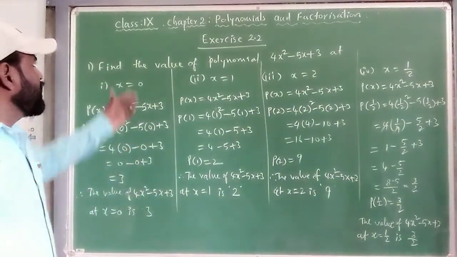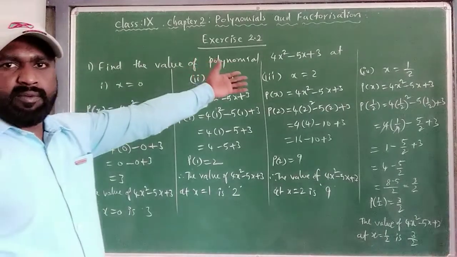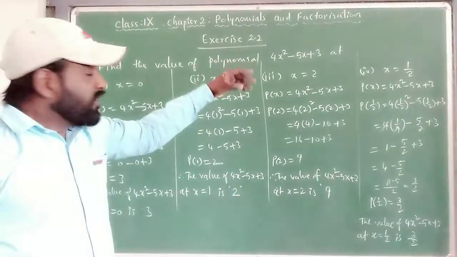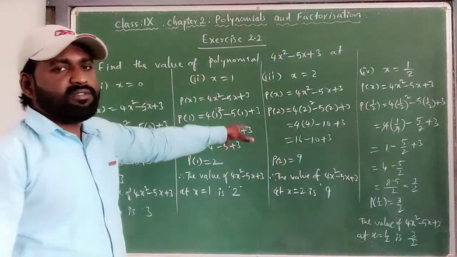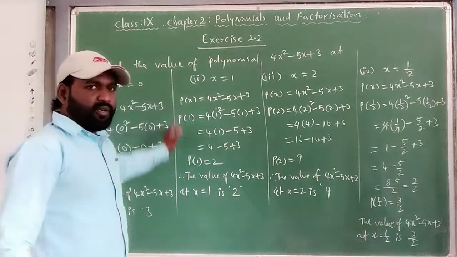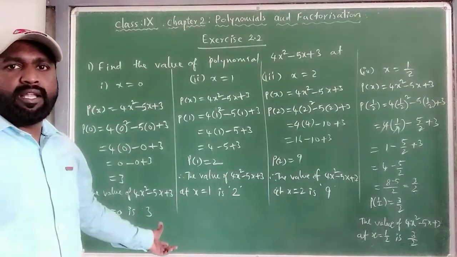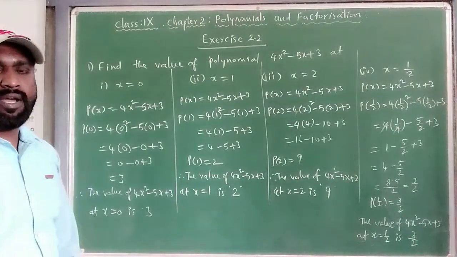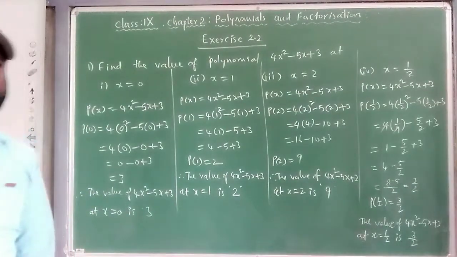Hope you all understood. Very simple. In the given polynomial, whatever the variable is, at whatever values you have to find the value, just substitute the given number in place of the variable and go for the simplification. You will be getting the solution. Hope you all understood this one. Let us move on to the next question.